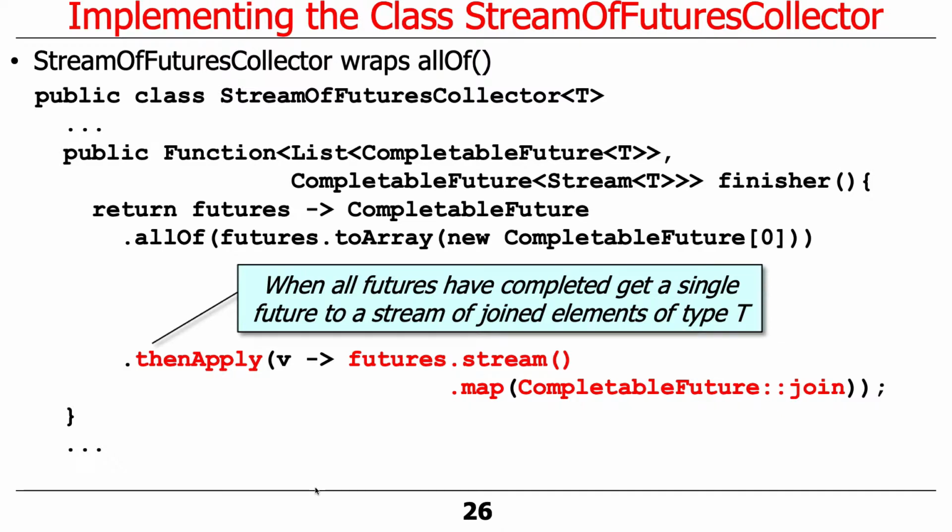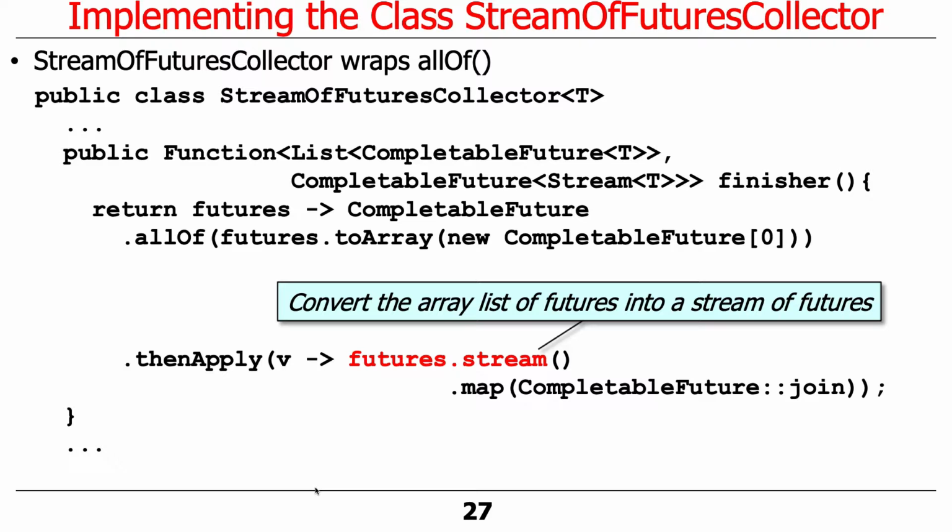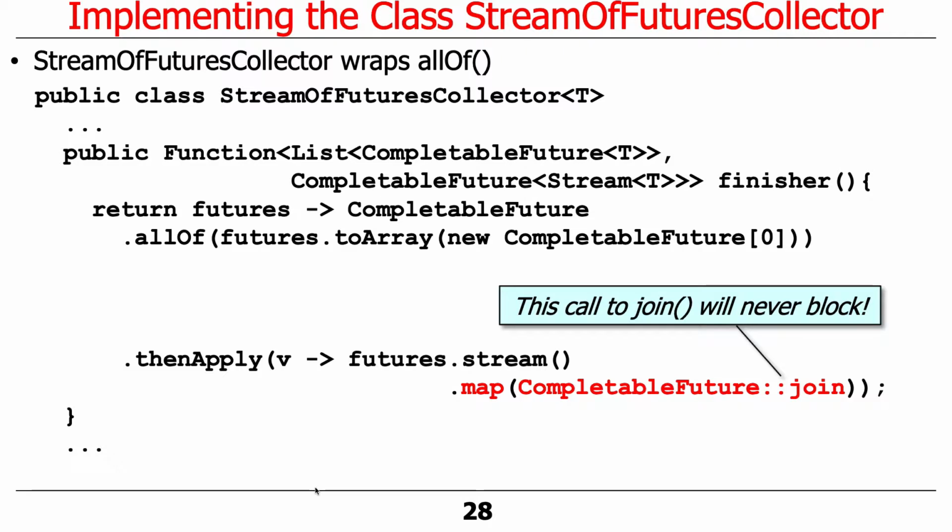And at that point, what we're going to do is go ahead and convert the list of futures, this guy here, into a stream of futures, and then we're going to join each of those things. So this call will never block because we'll never call join until this completable future completes, which means that all these things have finished. So join will never block, but we just need it to convert the completable future of T to a T.